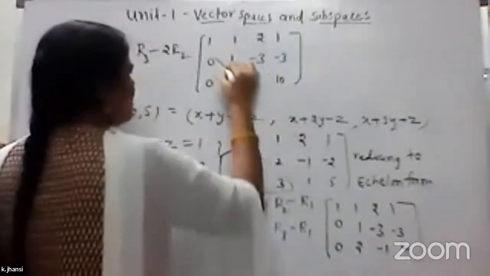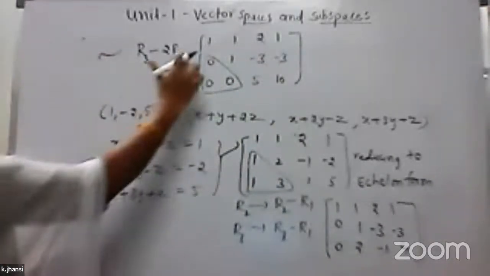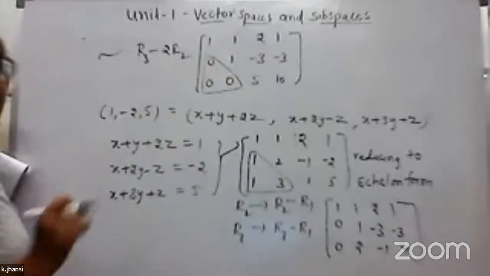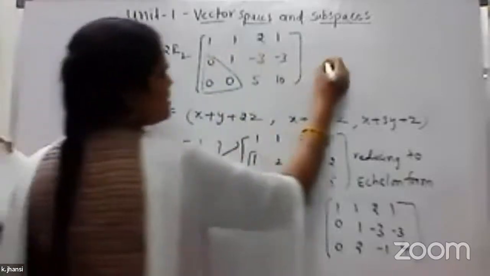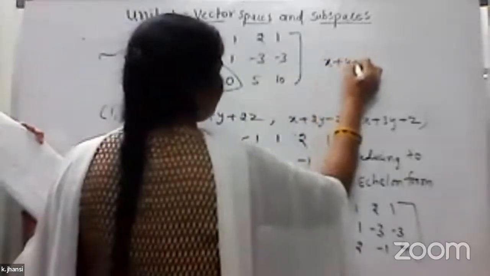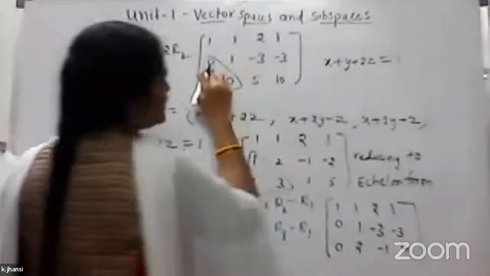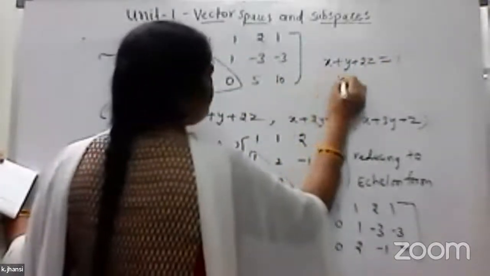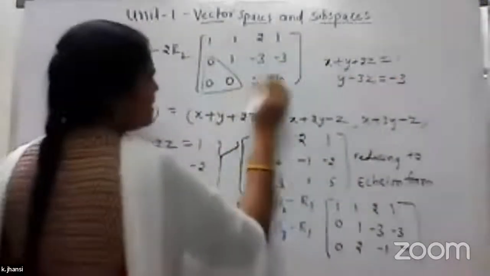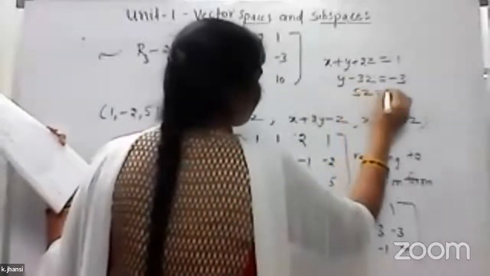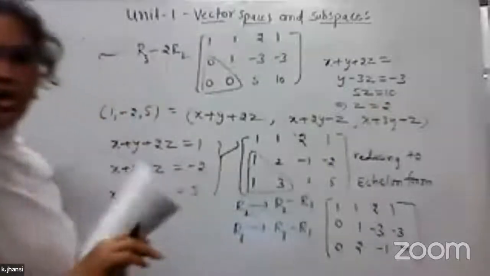Okay. Now we have converted this into echelon form. If the triangle becomes like this, with 0, 0, 0 below the diagonal, then it is called echelon form. Now you can write them as equations. That is x plus y plus 2z equals 1. Next, the x value is 0, so y minus 3z equals minus 3. Next, 5z equals 10. So you will get the z value as 2. So we got the z value as 2.